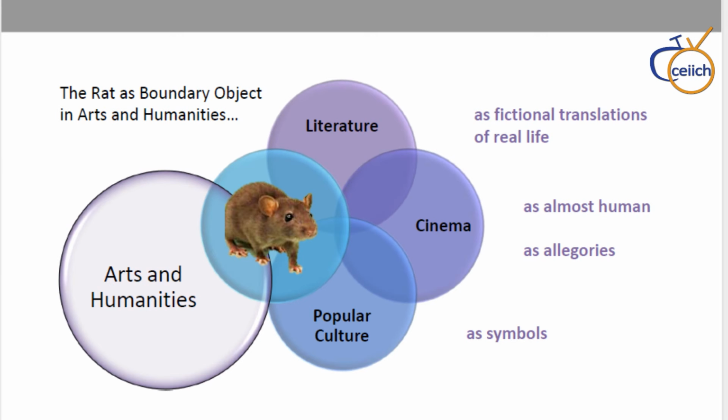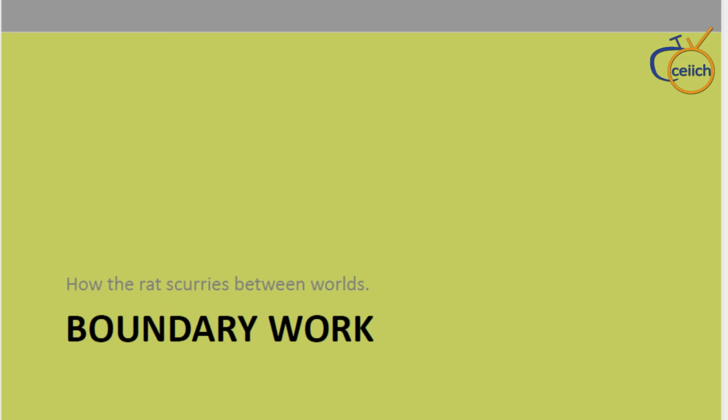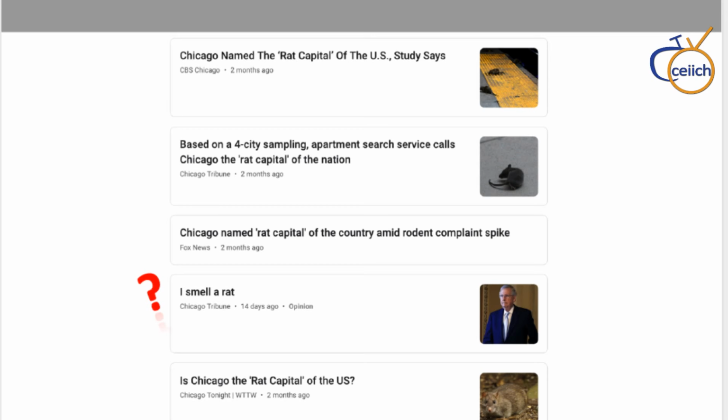So, very briefly to conclude, I've explored the different ways in which the rat has appeared as an object in the sciences, in public affairs, and in arts and humanities. There's a way in which the rat actually crosses through these worlds and brings these worlds together in very interesting ways. So I want to come back to that one news story, I Smell a Rat, because it underlines this point. So there was an opinion essay that appeared in the Washington Post, very recently, just last month, and of course it's within the context of the politics in America that are going on right now.